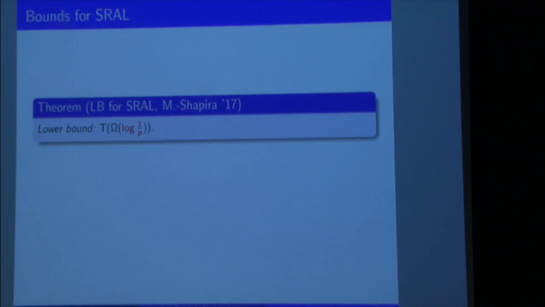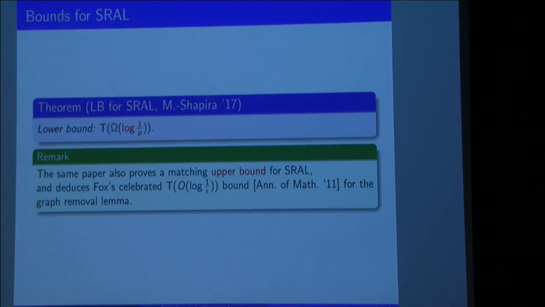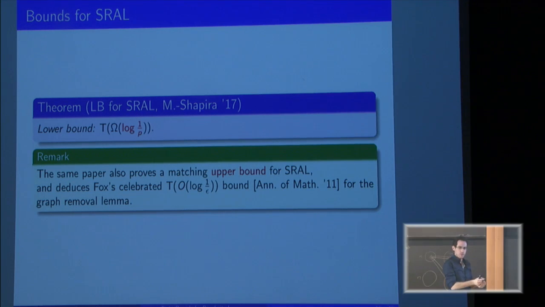So here is a lower bound, a result from a previous paper with Asaf. For SRAL, we gave a tower-type lower bound. Although it's a weaker regularity lemma, a tower-type bound holds, and the height of the tower is, in this case, logarithmic in 1/p. Another small remark is that in the same paper, we proved a matching upper bound. So if you believe that SRAL is a natural regularity lemma, so recall that SRAL is just the usual regularity lemma with the freedom to modify some edges, then we managed to prove the correct bounds. The correct bounds are a tower of height some constant times log 1/p.